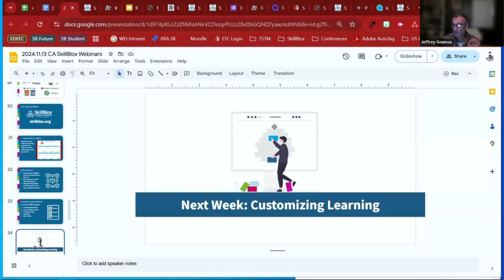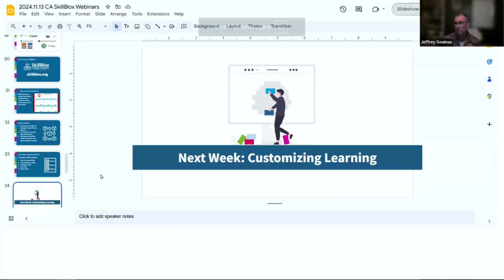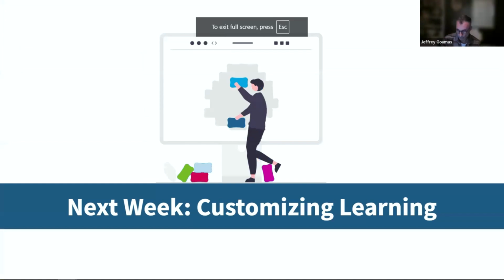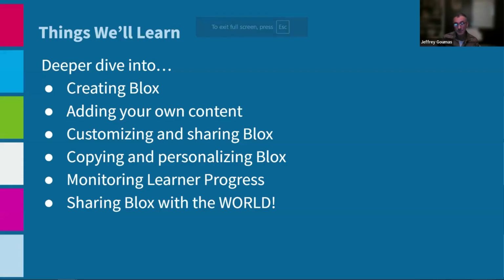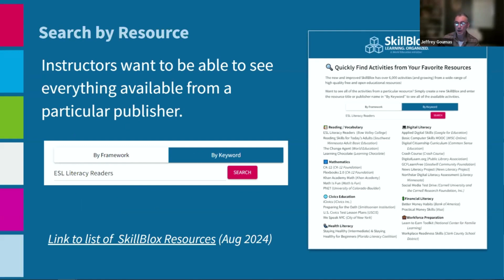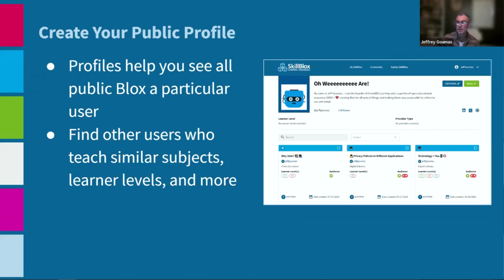So I know we're at time, so I'm just going to really quickly walk through what we will learn next week. We will dive deeper into creating skill blocks and customizing them, adding your own content, ways that you can, if you want learners to create accounts, monitor their progress using skill blocks. We'll also dive into how you can search by a particular resource so that you can just find the things from the resources that you want.